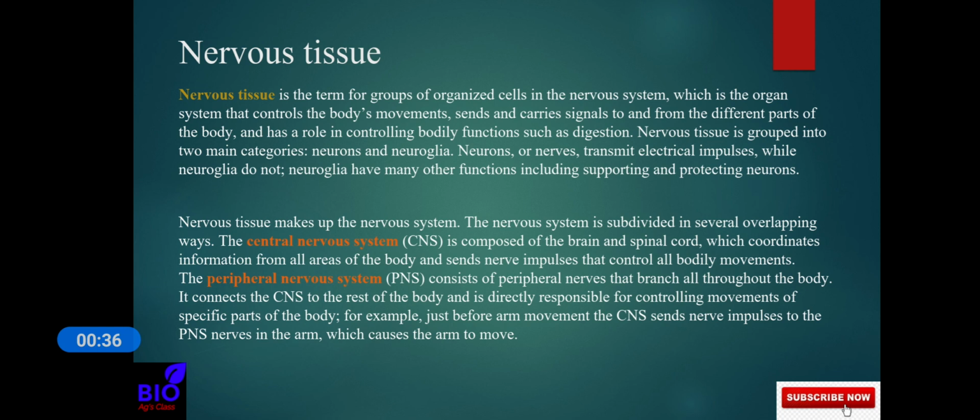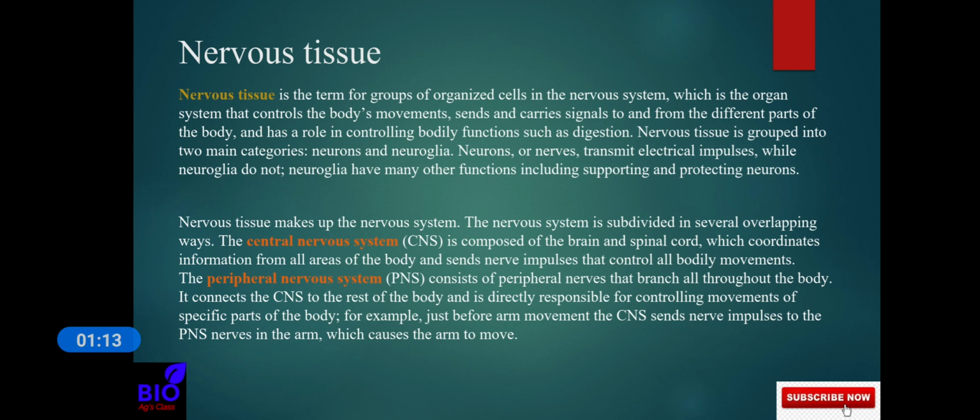Nervous tissue. Nervous tissue is a term for groups of some organized cells in the nervous system, which is the organ system that controls the body's movements, sends and carries signals to and from the different parts of the body, and has a role in controlling bodily functions such as digestion.